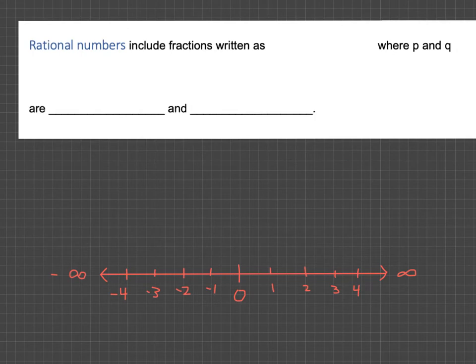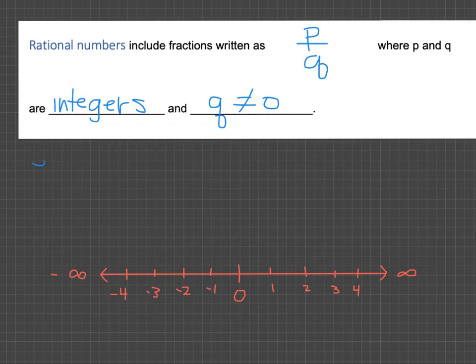The next set of numbers is rational numbers, which includes numbers that can be written as fractions, like p over q, where p and q are integers, and q in the denominator cannot equal 0, because we're going to talk about this a lot. That would make it undefined. Let's look at some examples of rational numbers.